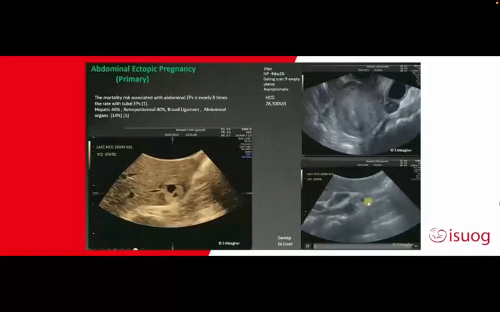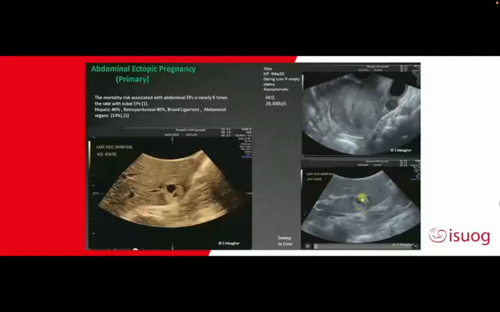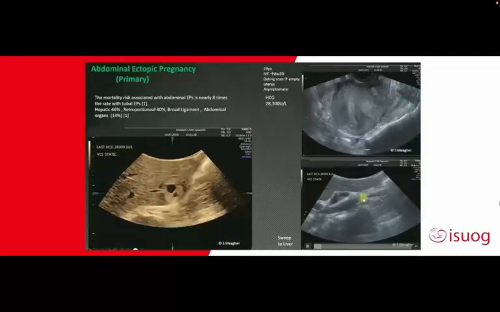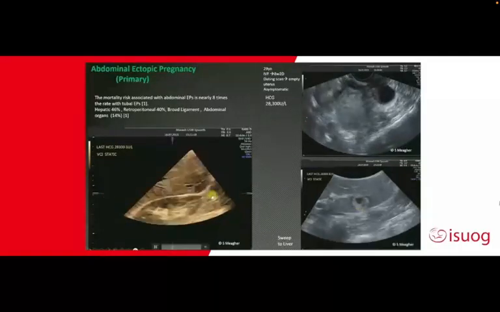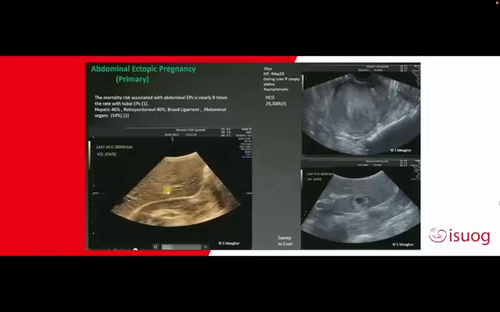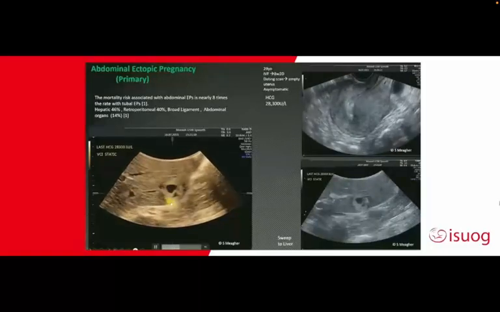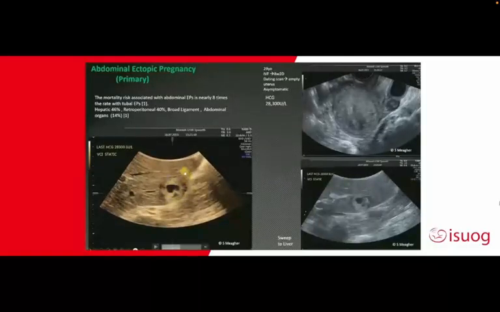As we come up here, we see that there's a typical trophoblast here of a dichorionic twin gestation. And then using 3D with VCI static, we can appreciate that there are two gestation sacs, one smaller than the other, in a patient with a primary abdominal ectopic pregnancy.